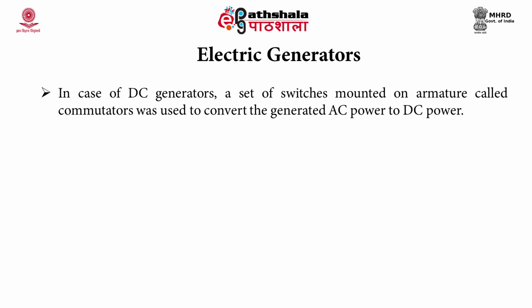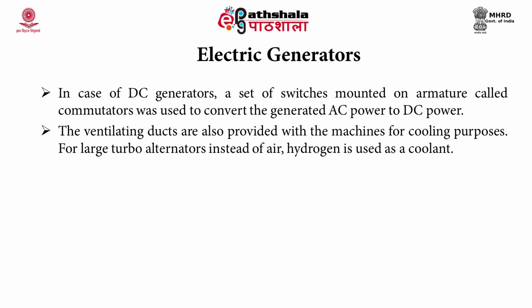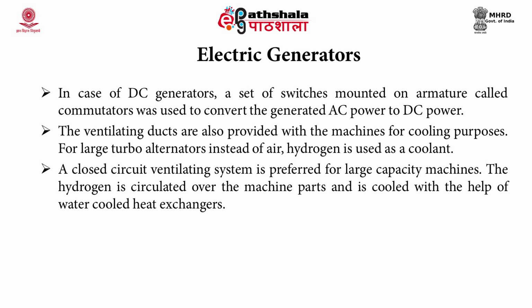In case of DC generators, a set of switches mounted on the armature, called the commutator, is used to convert the generated AC power to DC power. Ventilating ducts are also provided in machines for cooling purposes. For large turbo alternators, instead of air, hydrogen is used as a coolant. A closed-circuit ventilating system is preferred for large capacity machines. The hydrogen is circulated over the machine parts and is cooled with the help of water-cooled heat exchangers.